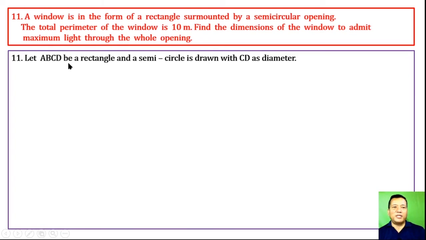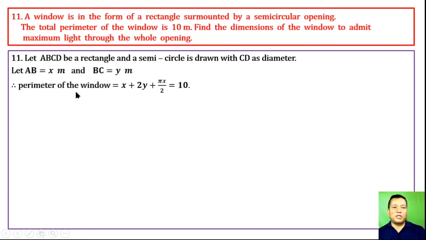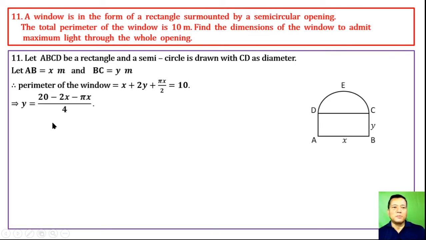Let ABCD be a rectangle and a semicircle is drawn with CD as diameter. Let AB be equal to x meter and BC equal to y meter. Therefore, the perimeter of the window is x plus twice y plus pi x by 2 equal to 10, which is given as 10. Then solving y from this equation, we get y equal to this.